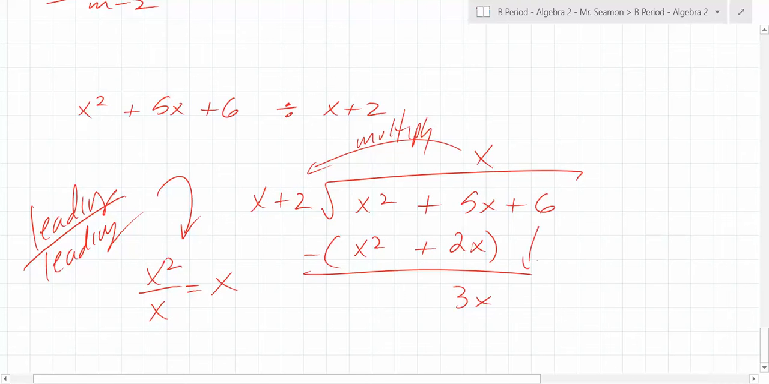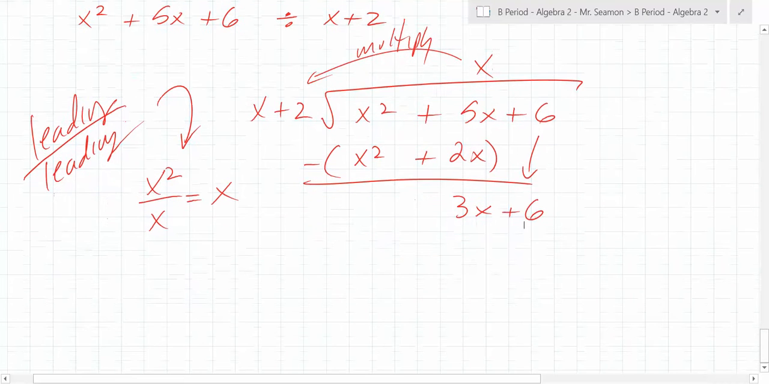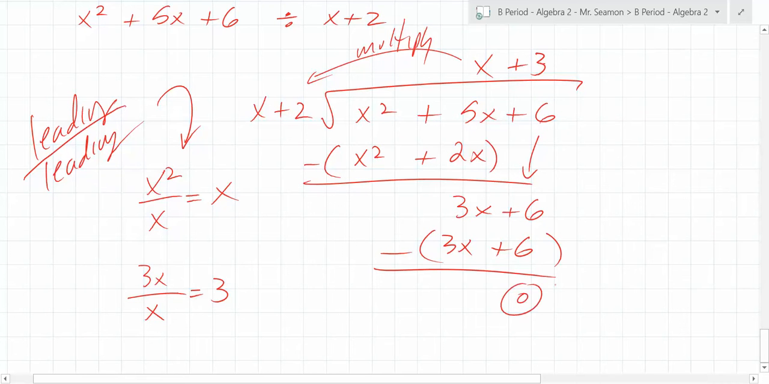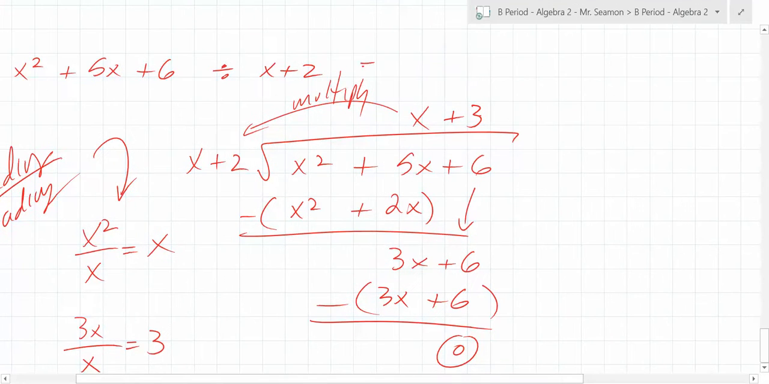3x. Drop down the 6. What's the new leading term? The other one stayed the same. So what's 3x over x? So it's plus 3. What's 3 times x? Oh, 3x. When you subtract, what do you get? 0. So what did we say this equals? It equals? Yeah, there it is.